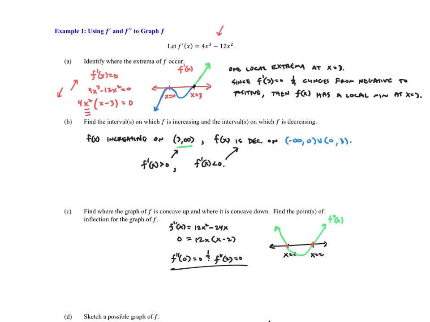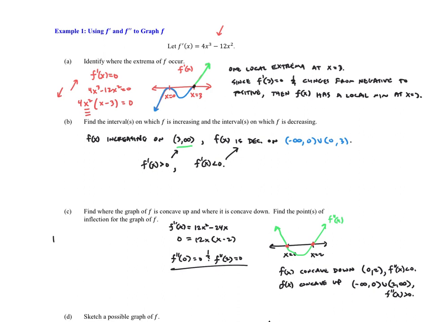Thus, I can say that f of x is concave down on the interval from 0 to 2. That's because f double prime of x is less than 0. I can say f of x is concave up on the interval from negative infinity to 0 and from 2 to infinity. That's because f double prime of x is greater than 0.